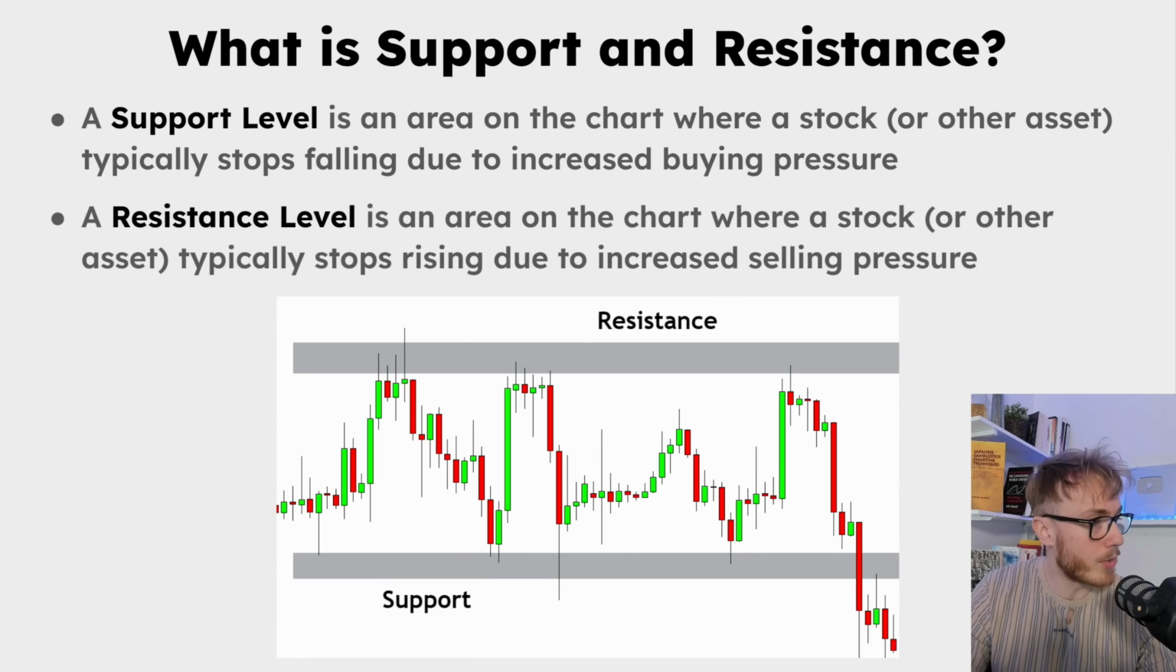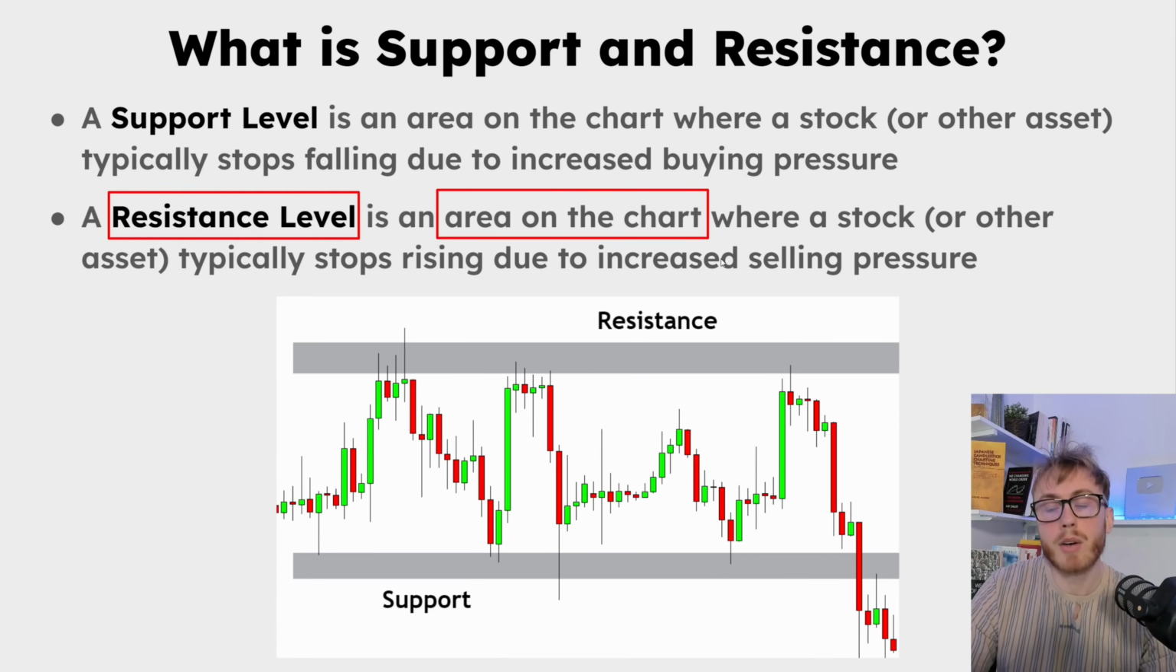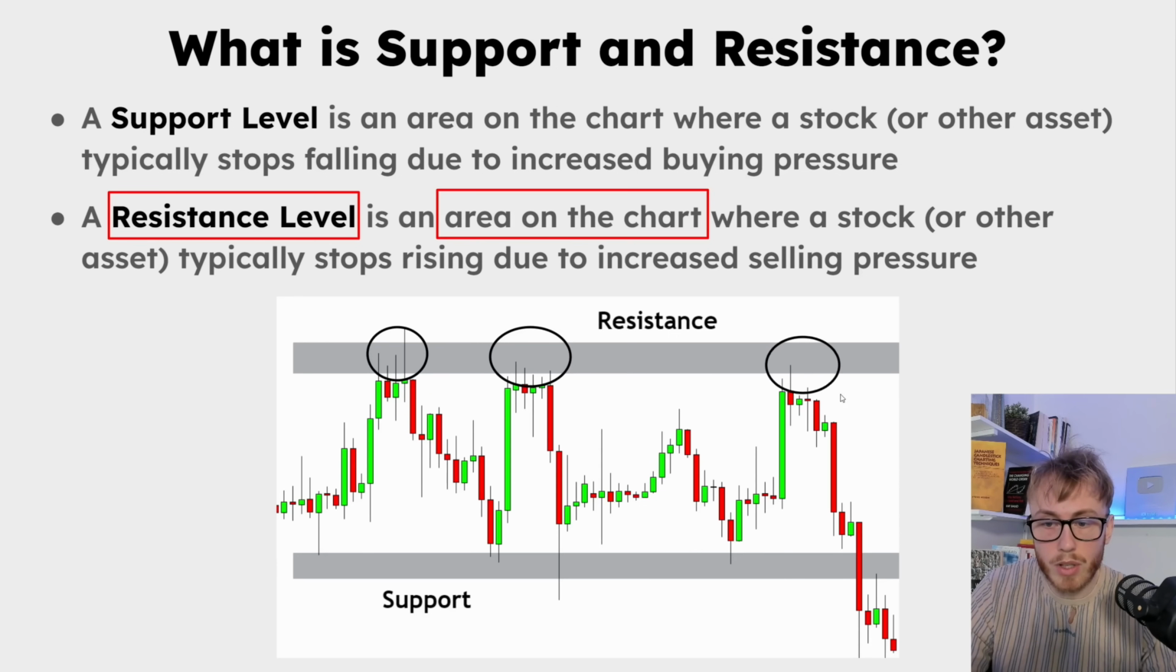But what about resistance? A resistance level is an area on the chart where a stock, crypto, forex, or gold, or whatever you're trading, typically stops rising due to increased selling pressure. So this right here is pretty much the opposite of a support level. You can see in this case we once again have an area instead of a level, and you can see that every time the price reached this area, we actually got a strong reaction to the downside. So this right here is an example of a very good resistance level.